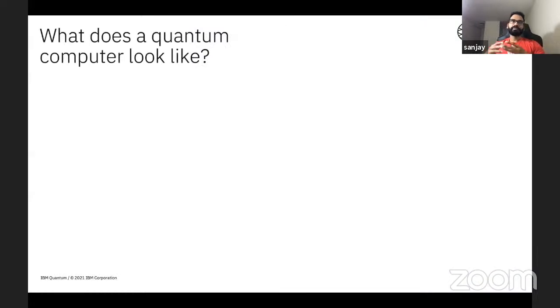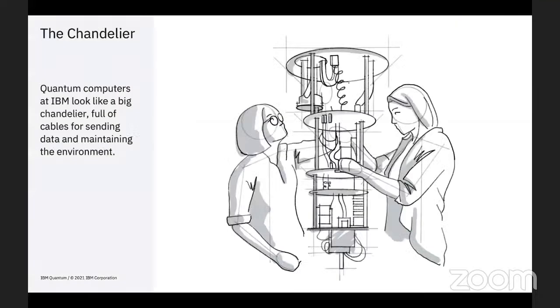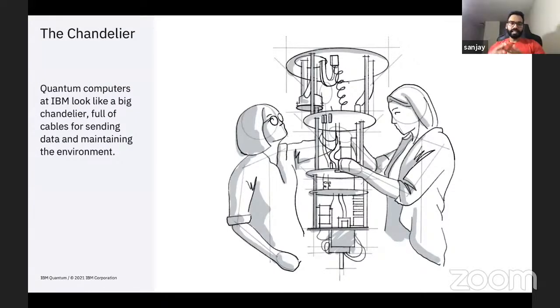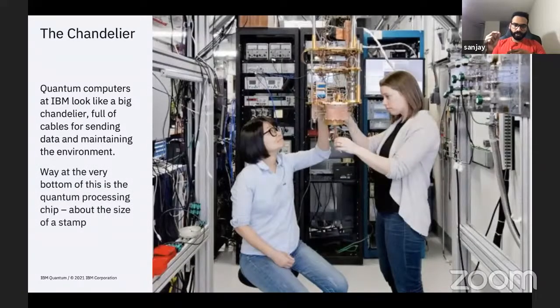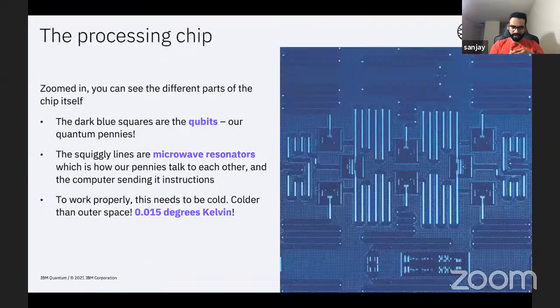Okay, so let's look at what a quantum computer actually looks like. The quantum computer at IBM looks like a big chandelier full of cables for sending data and maintaining the environment. At the bottom, you can see there is a quantum processor chip, and it's exactly about the size of a stamp. If you have seen a stamp on a postcard, the quantum computer chip is right at the bottom and is the same size. So this is a processing chip. If you zoom in on the processing chip of IBM, it looks like this.